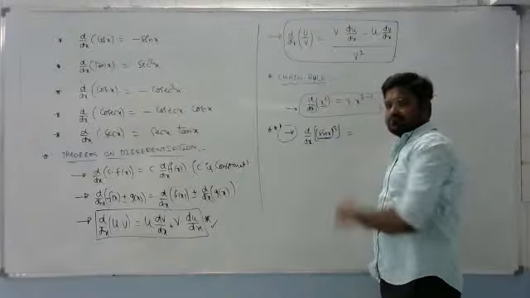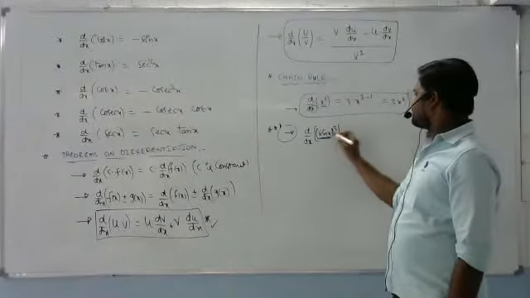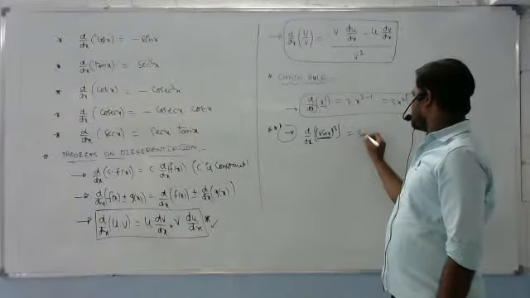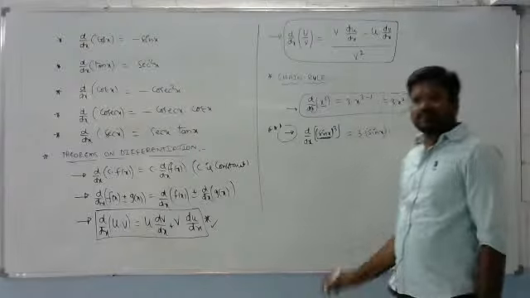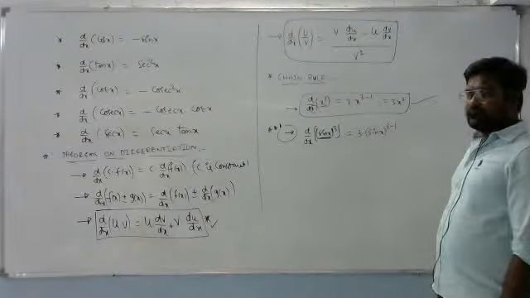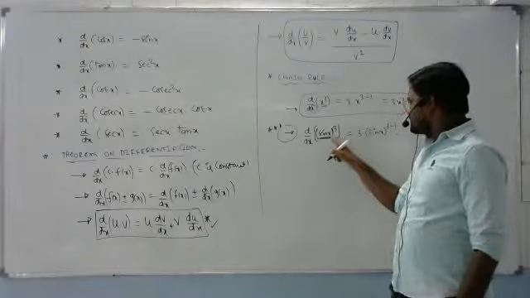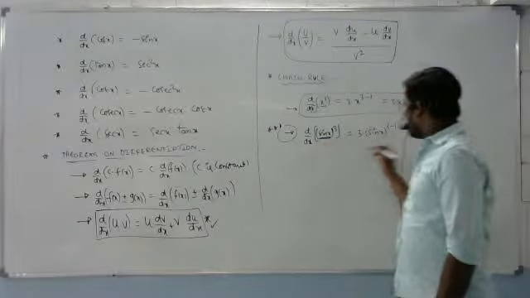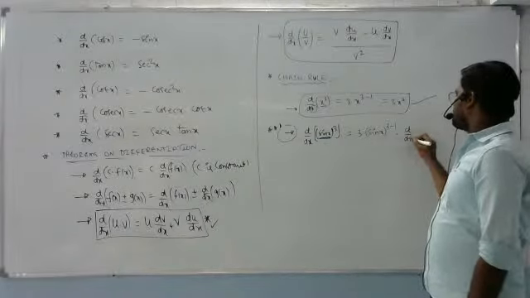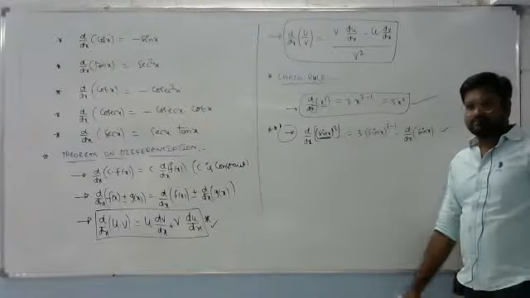d by dx of (sin x) whole cube. Assume sin x as x. Now, what is the differentiation of x cube? n into x power n minus 1. In place of x, I have sin x, so 3 into (sin x) power 3 minus 1. But here, you need to do one more thing. Since the independent variable is not x, it is sin x, I have to multiply with the differentiation of that function, which is sin x. This will give me the complete answer.